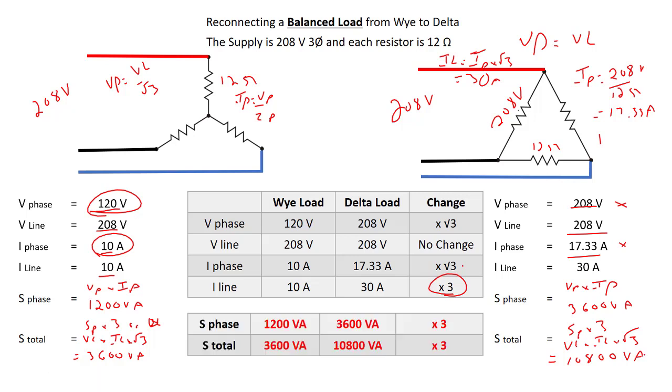Well, a little summary chart. Comparing the two, we've got 3 times more apparent power in the phase, and that makes 3 times more apparent power total in the end. So when I reconnect a load from Y to delta, we have 3 times more apparent power. Make sure you commit that to memory, because you're going to be asked to quickly go back and forth between a Y connected load and a delta connected load, and you're going to have to know that a delta connected load will use 3 times more power than it would if it was connected in Y.